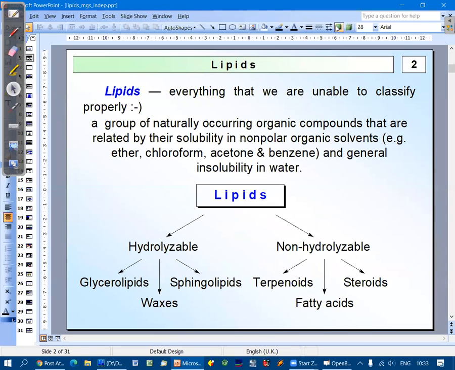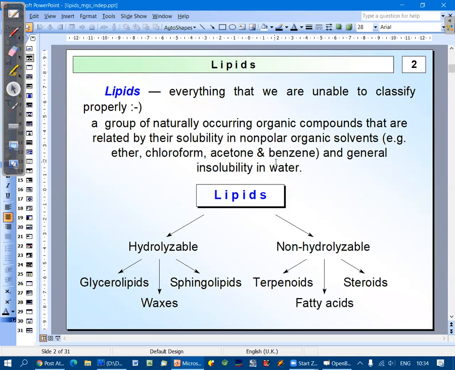Lipids. This definition, of course, says nothing about the structure and functional groups of lipids. Because, for example, mineral oil or petroleum is naturally occurring, well, not a compound, of course, it's a mixture, but it's insoluble in water and soluble in nonpolar organic solvents, but these compounds are not lipids.